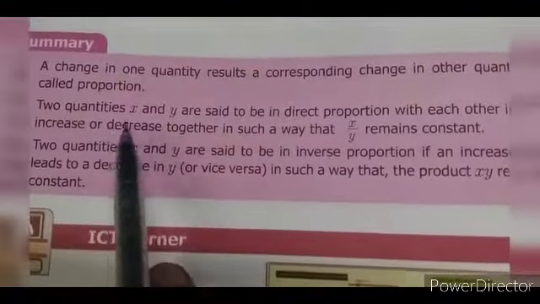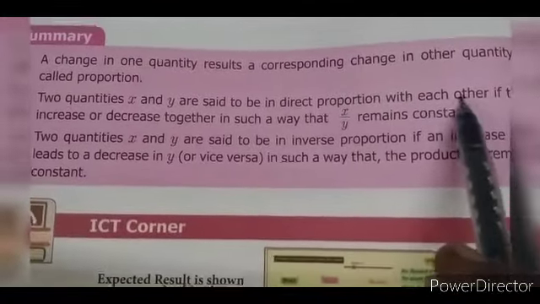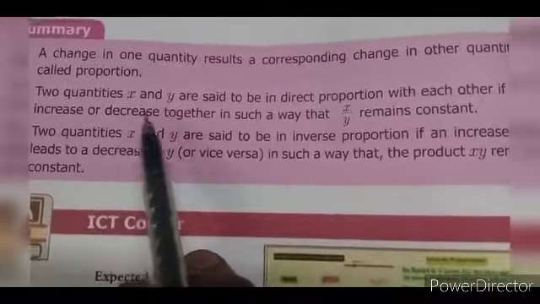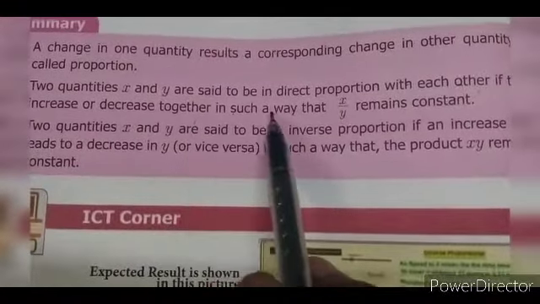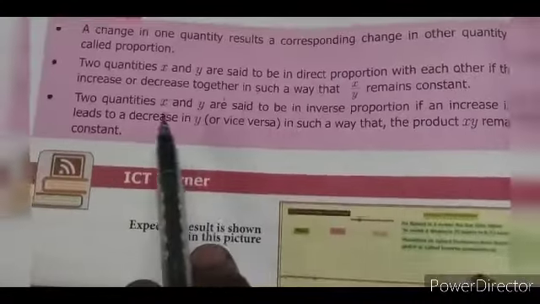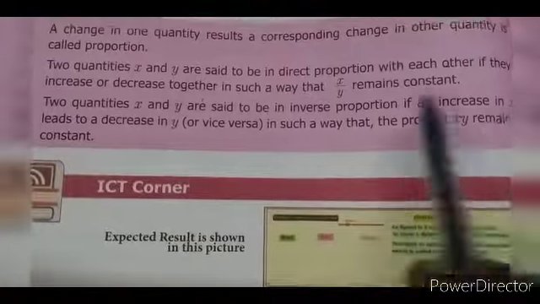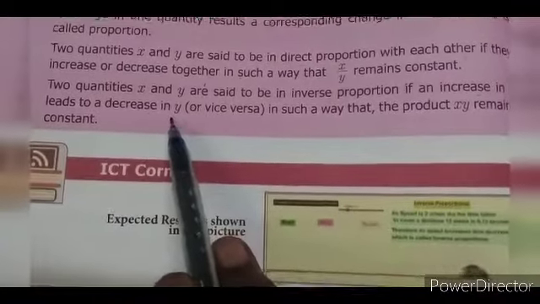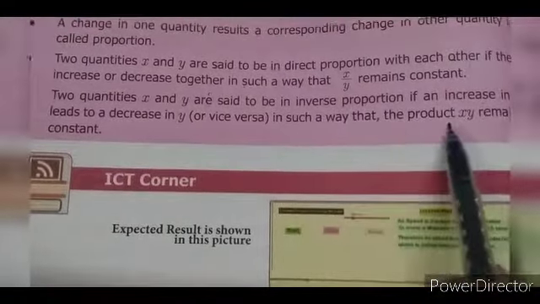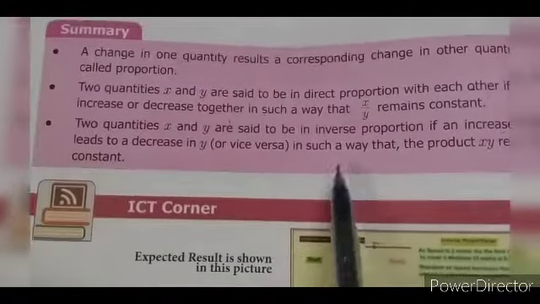Two quantities x and y are said to be in direct proportion with each other if they increase or decrease together in such a way that x by y remains constant. Next, it is an inverse proportion if an increase in x leads to a decrease in y, in such a way that the product xy remains constant. This is an inverse proportion.